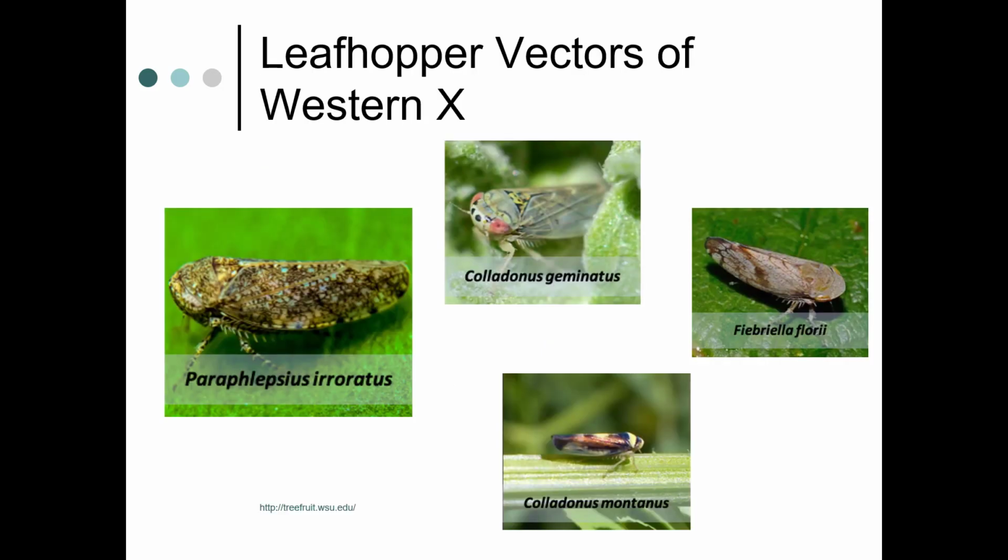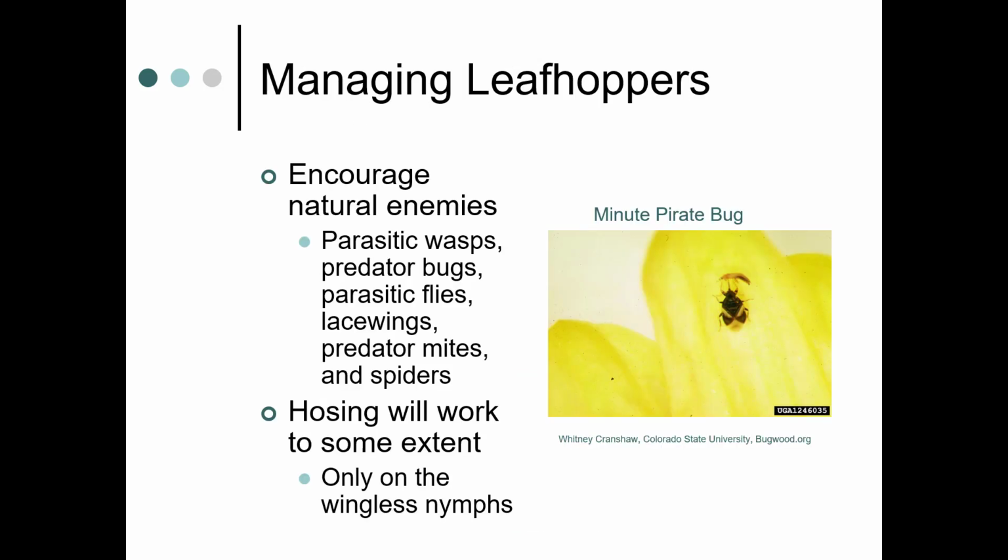And these are some of the leaf hopper vectors of Western X. I've posted some information on this particular phytoplasma on Canvas. So encourage natural enemies, parasitic wasps, predator bugs, etc. And hosing will work to some extent, and if you do that right now, you might be able to catch the wingless nymphs. That's what's out there right now.